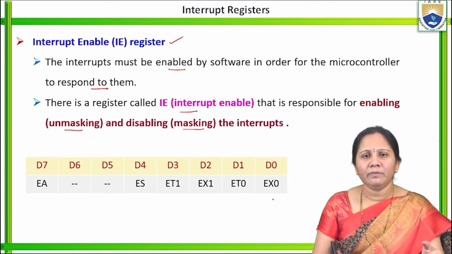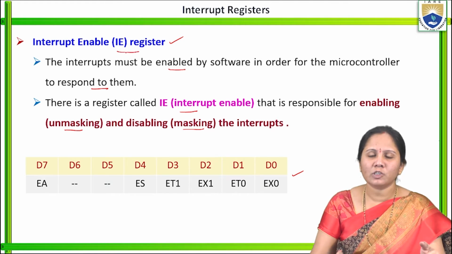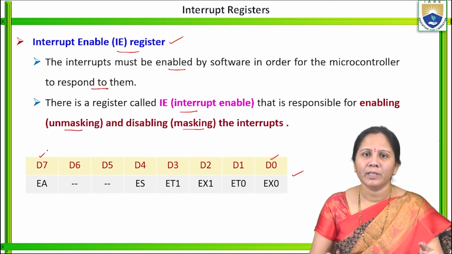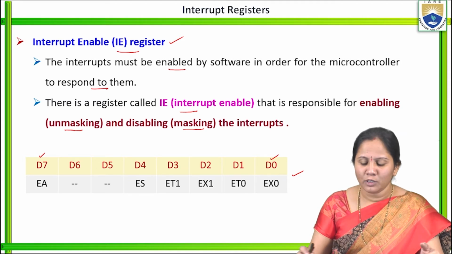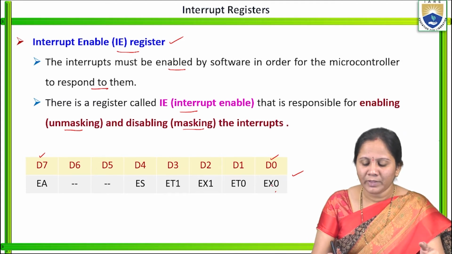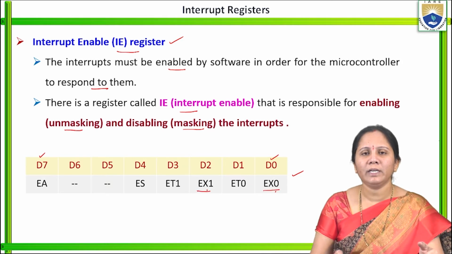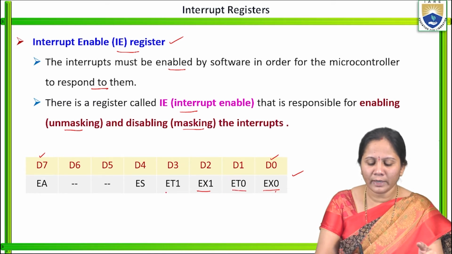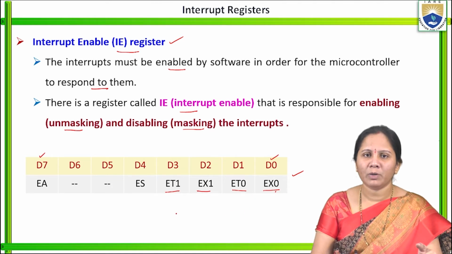Here we can see the 8-bit register format of the interrupt enable register. It consists of a total of 8 bits, starting from D0 to D7. This register is used to enable and disable the interrupts. Here you can see EX0 and EX1. These two are related to external interrupts. And this is ET0 and ET1. These two interrupts are related to timer 0 and timer 1.